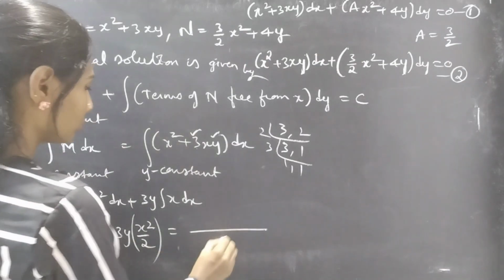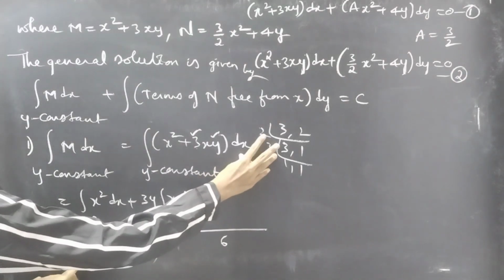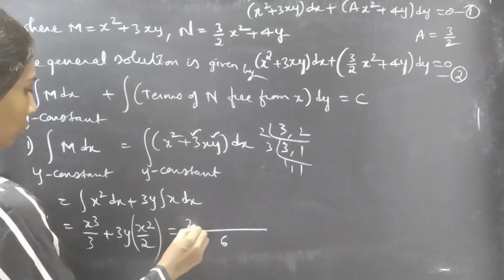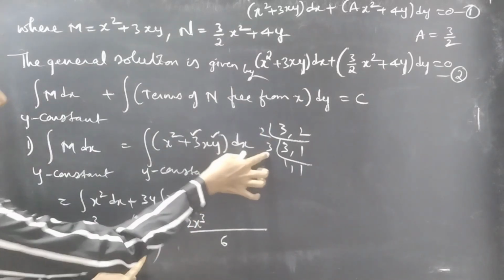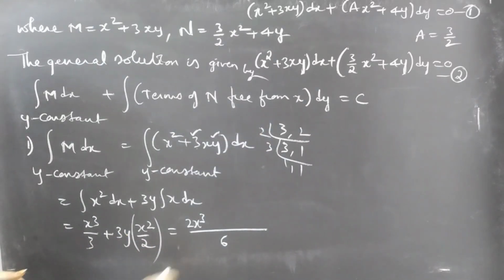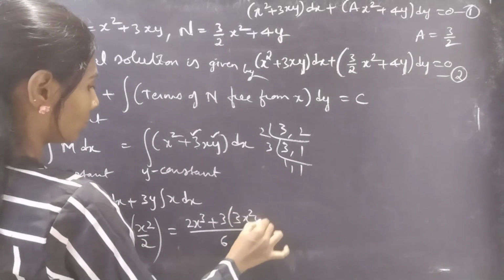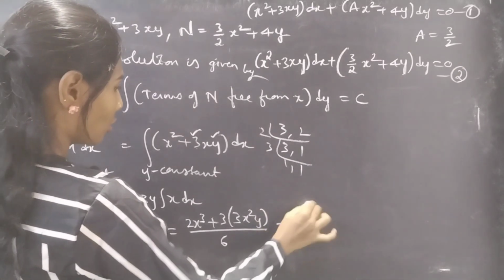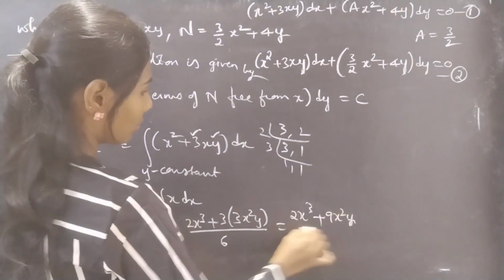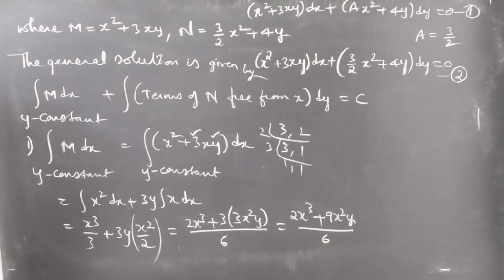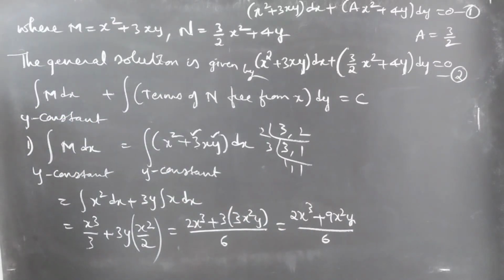Here 6 is your LCM. The denominator of the first term you are having 3, so close 3, and multiply this 2 to the numerator of the first term, you will get 2x cube. And in the denominator of the second term, you are having 2, so close 2 and multiply this 3 to the numerator of the second term, you will get 3 times 3x square y, which gives us 2x cube plus 9x square y by 6. So the result obtained from the first integral is 2x cubed plus 9x squared y by 6, right?